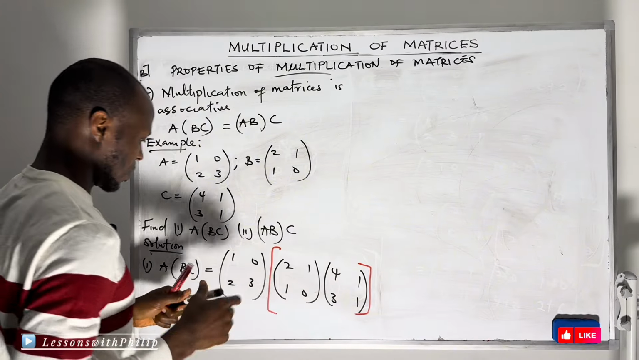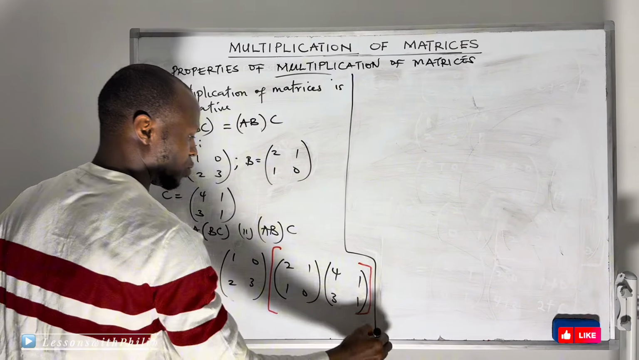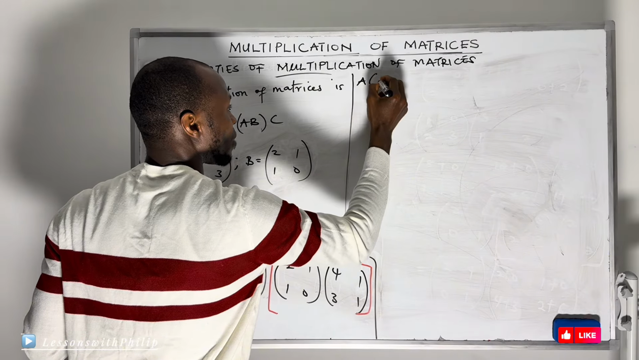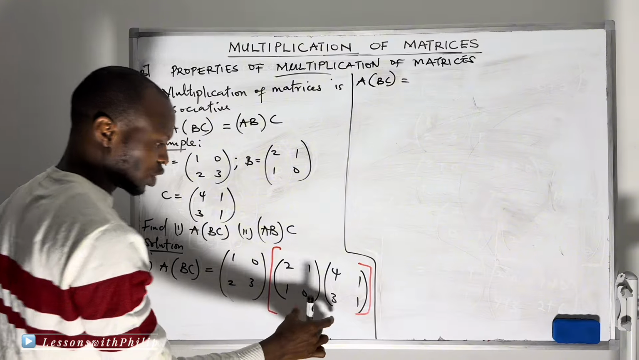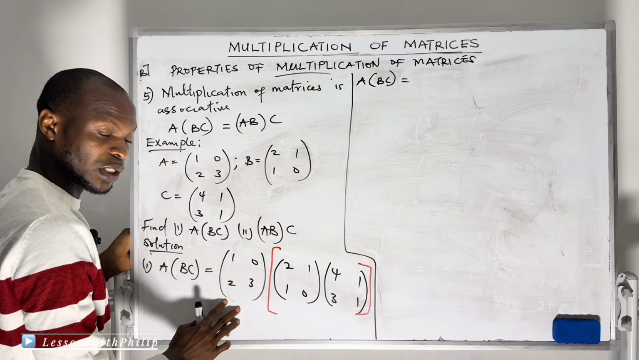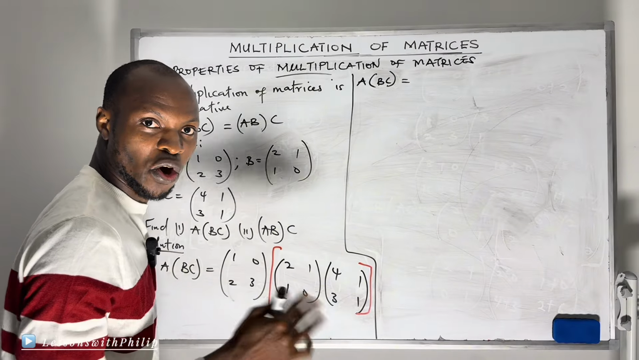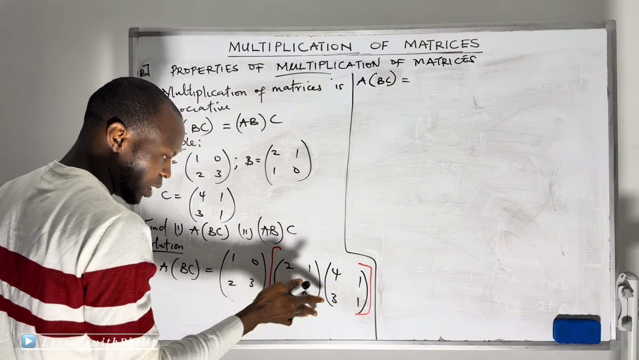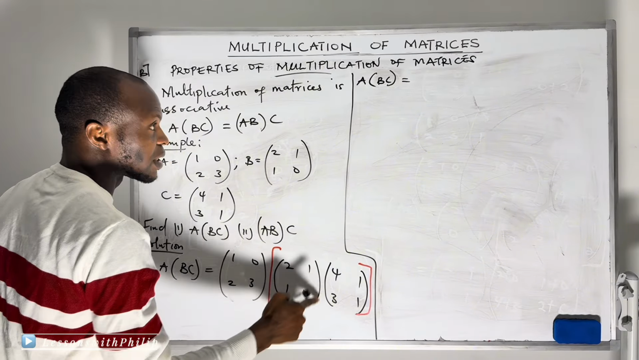All right? Then that shows that my matrix A into bracket BC, I want to deal with the multiplication in the bracket first before I multiply with the one. Don't forget, I've taught about order of operations. Now I deal with the bracket first. Then let me open the bracket.